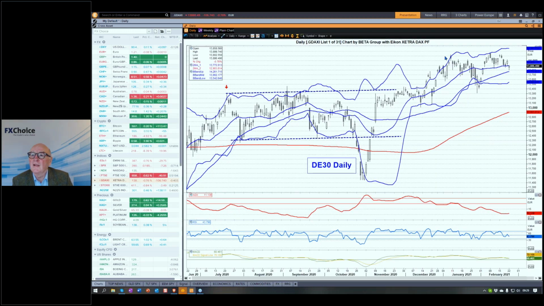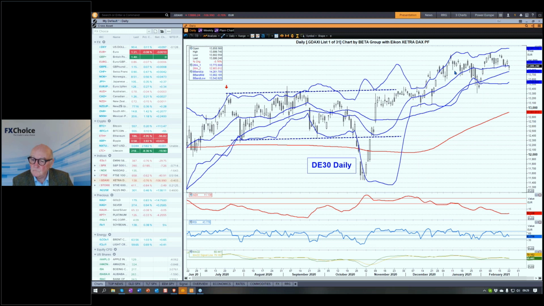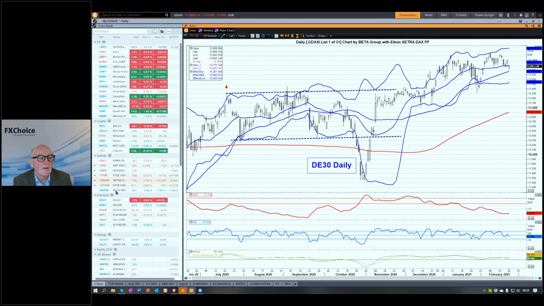So I'll show you the daily chart here. It's still consolidating below the highs, but we're within striking distance of the highs, and so potentially this could make a big breakout, and that's a different chart from the FTSE.